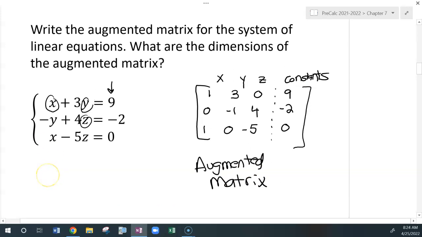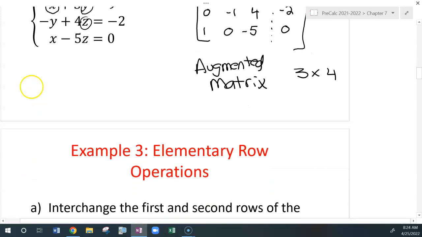And then it says, what are the dimensions of the augmented matrix? Well, I've got 3 rows, and I have 4 columns, so 3 by 4. So I want you to notice that while we have 3 variables, that means I should have 3 equations, so then I get 3 rows. I have 1 extra column, and those constants make up that extra column, so this is a 3 by 4.